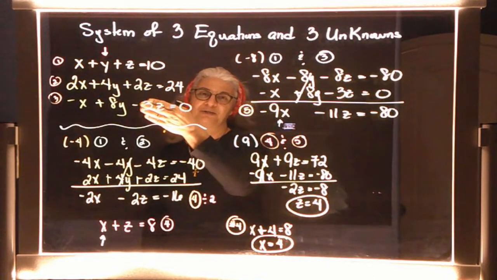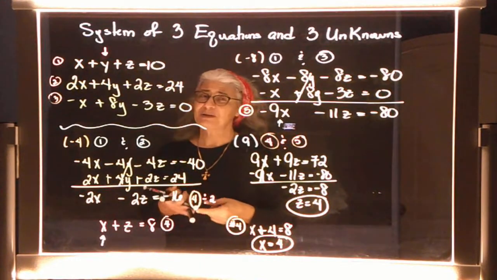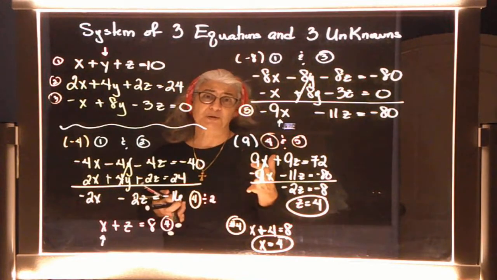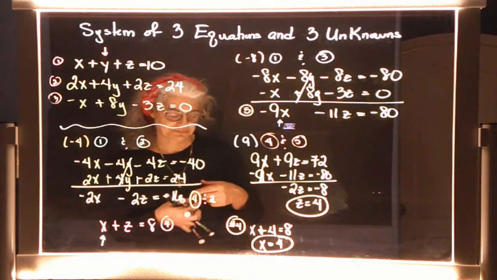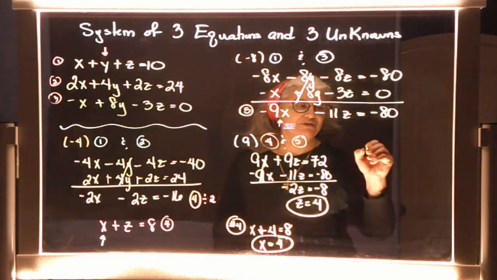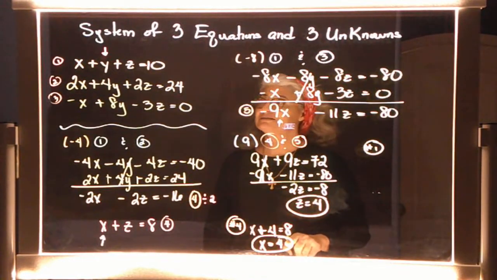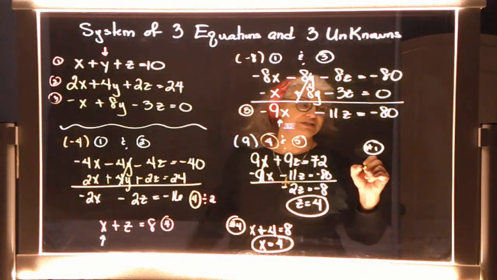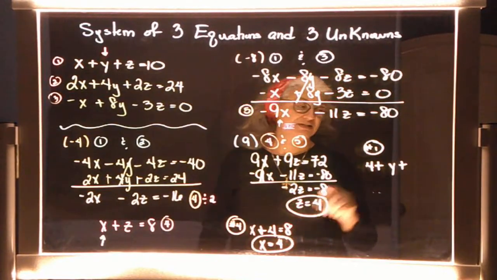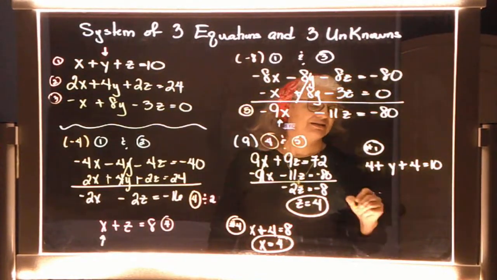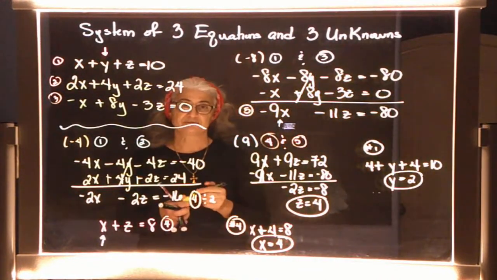Yes, now I'm going to go back to one of these 3. And yeah, I agree with you. Let's choose equation 1, because equation 1 is an extremely simple equation to handle since the coefficients are all 1s, right? Okay. So if I look at equation 1 and I plug in the x and the z, so it says x, so we're going to take 4 plus y plus z, which is this 4, equals 10. And when you do all your work, you end up with y equaling 2, don't you?